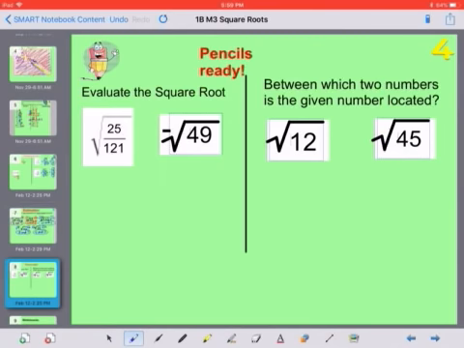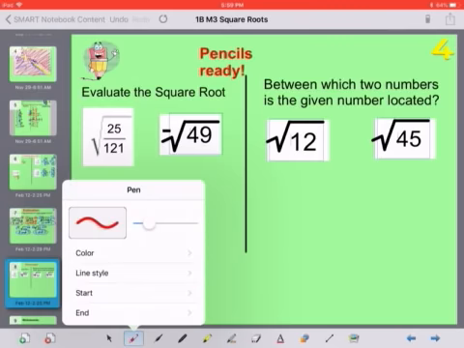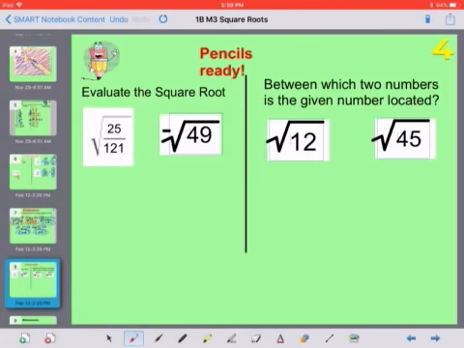Alright, last page. Get your pencils ready. I want you to simplify both on the left side, evaluating the square root, and then find between which two numbers the given number is located.